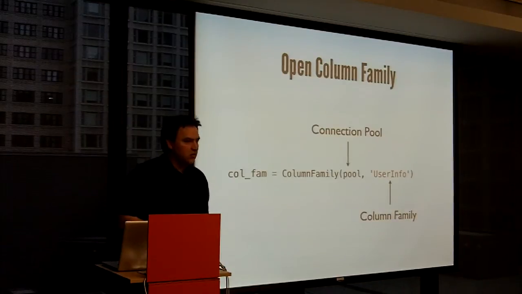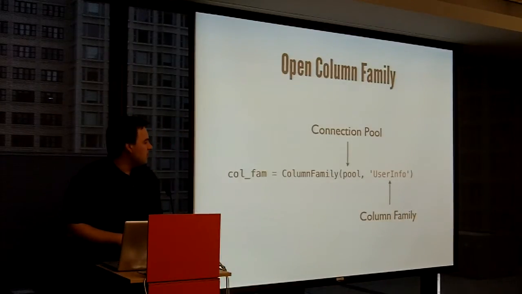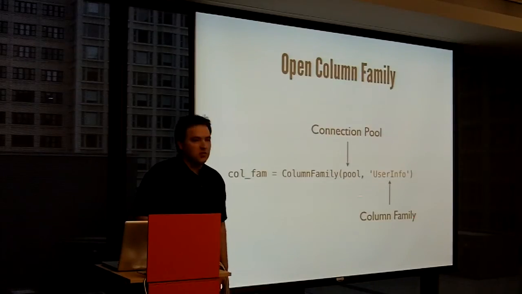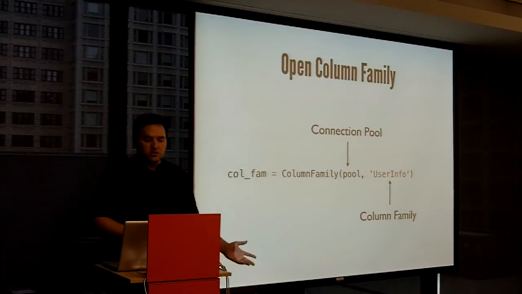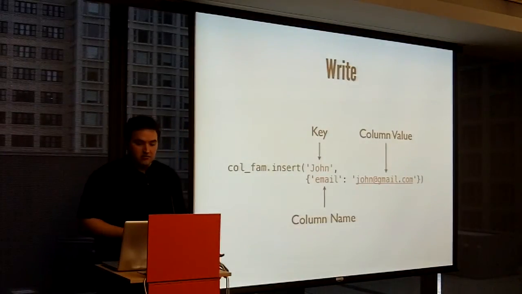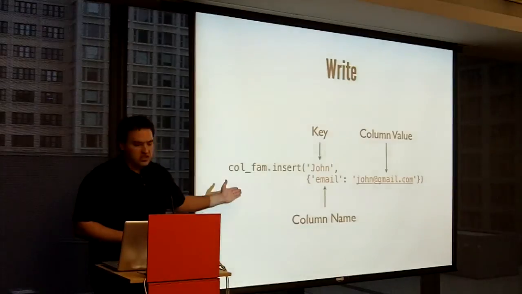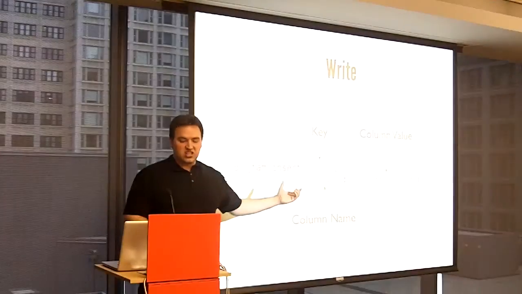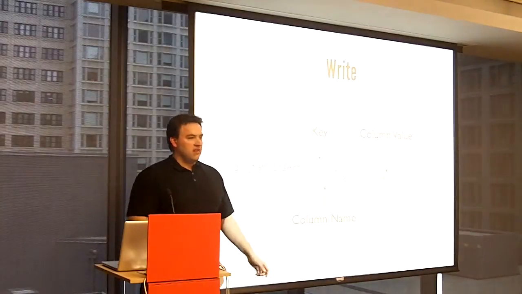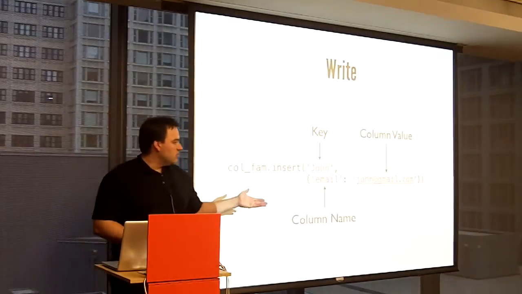And so once you have your connection pool, you're going to open and connect to a column family. You create a column family object, give it the connection pool, and what column family that you want to connect to. And then, so you want to write, pretty simple interface. You're just going to call insert, give it your key, give it a dictionary that has your column name to value pair inside it, and it's going to get inserted.